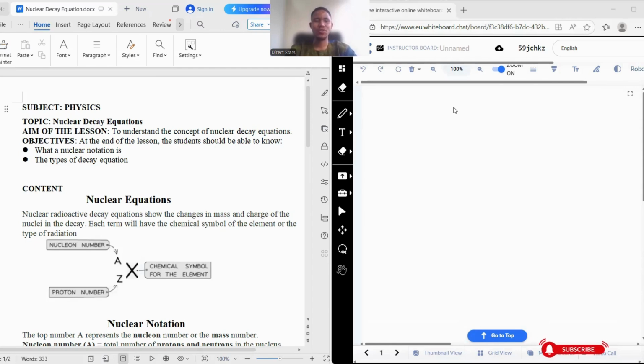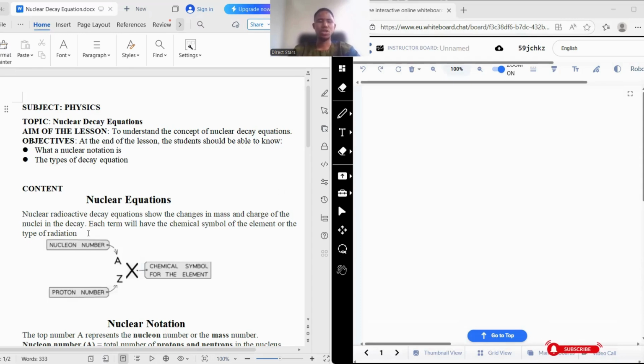Our subject for today is physics, while our topic is nuclear decay equations. The aim of the lesson is for you to understand the concept of the nuclear decay equation, and the objective of the lesson is for you to know what nuclear notation is and the types of decay equation. Let's dive into the context.